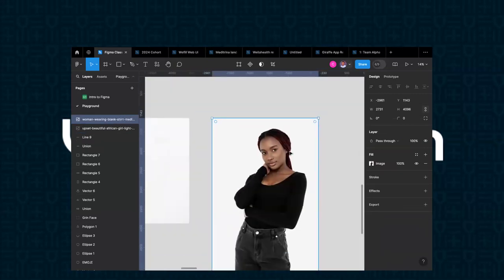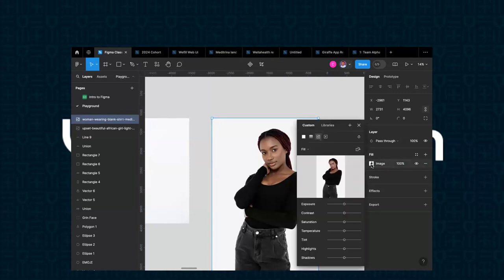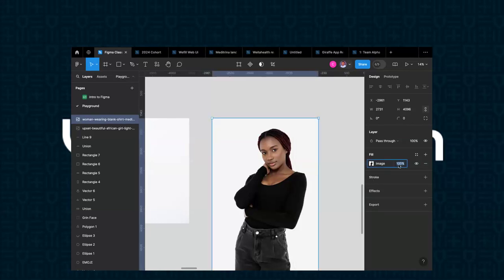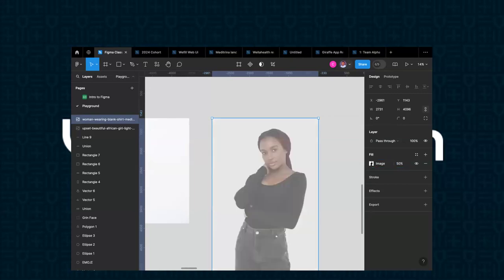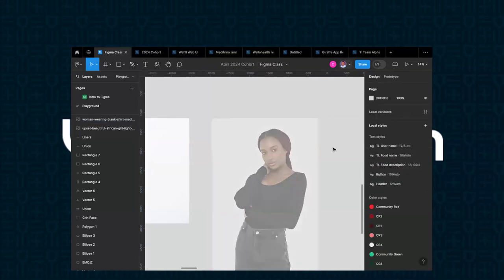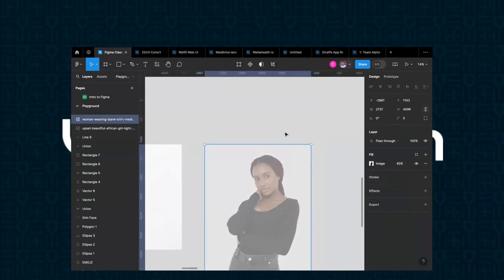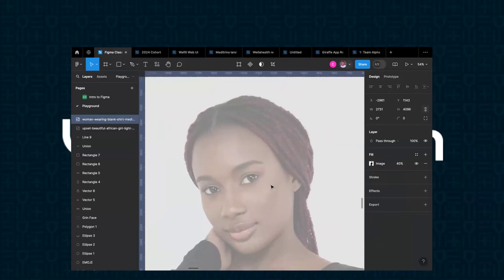So this is the persona, or this is the person I want to use for my persona, right? First, I take this picture, I go to here, and to the transparency. I'm going to put it at 50%. 50% looks good. Let's see what 40% looks like. Okay, I'm going to put it at 40% because I want to be seeing the background while I'm working, right?